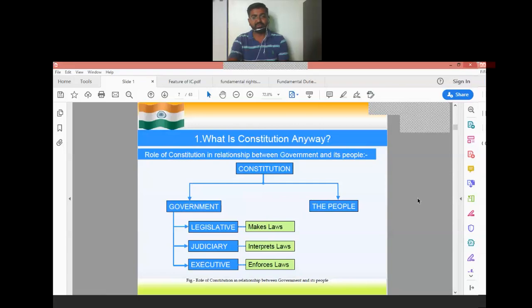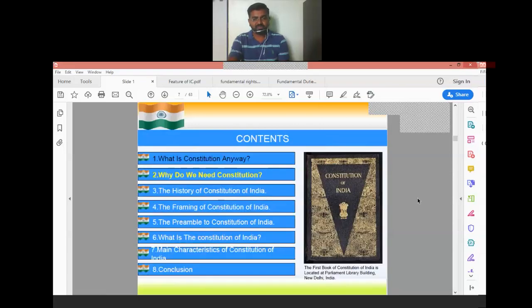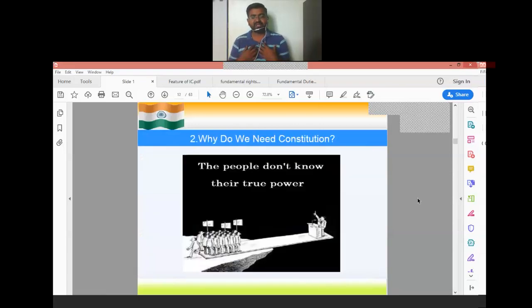superior. We don't know our values now. From these pictures we can understand what is the value of the citizen. We the people, we don't know the true power of all. It means, what is the power? Suppose suddenly you remove the people from these pictures, what happens? The government cannot stand. Actually, because of us, because of the people, the government is there.